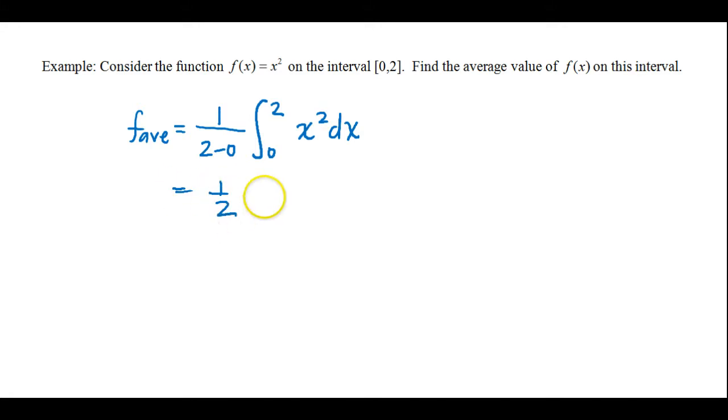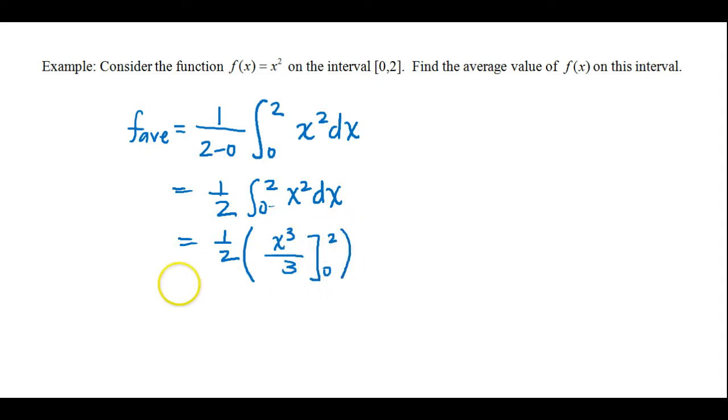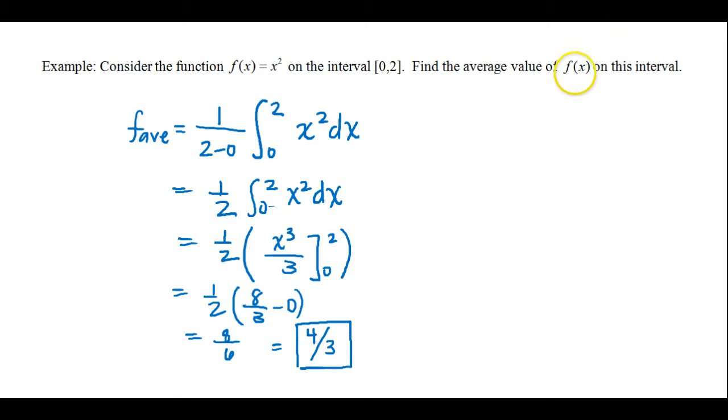So I have 1/2 the integral from 0 to 2 of x squared dx, or 1/2 times, using the fundamental theorem part 1 here, I get x cubed over 3 from 0 to 2, or 1/2 times, substituting 2 in, I get 2 cubed, which is 8 over 3, minus substituting in 0, I get 0. So I end up with 8 over 6, or simplifying down, I get 4 divided by 3. So 4 over 3 is going to be the average value of the function over the x interval from 0 to 2.